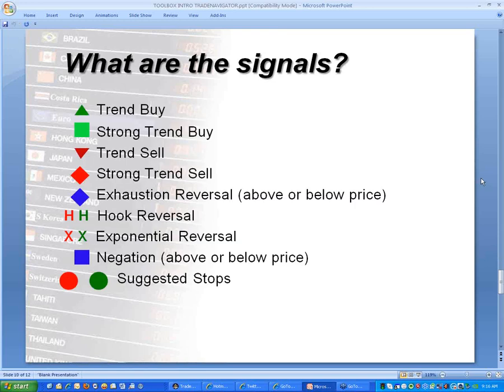What are the signals? The signals are markers placed on the Tradenavigator charts, and we're going to look at charts right now. This is what they are: trend buy, strong trend buy, trend sell, strong trend sell, exhaustion, reversals, and then also suggested stops. Let's go ahead and have a look at charts.